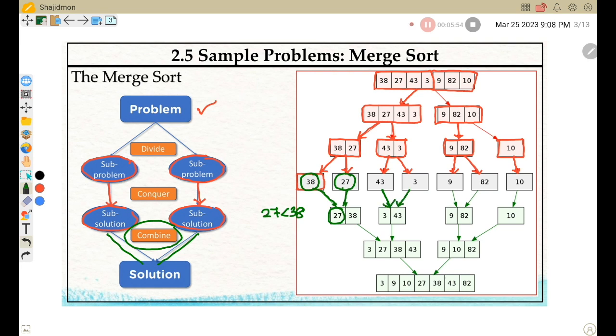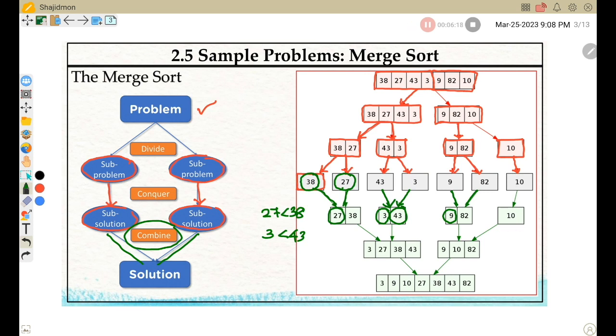43 and 3. When we are comparing, 3 is less than 43. 3 is the smallest one, 43 is the bigger number. So 3 we write first, 43 we write next. Then again 9 and 82 we are comparing. 9 is smaller, so we sort and combine 9 and 82. Same for the last number, 10, we write the same.